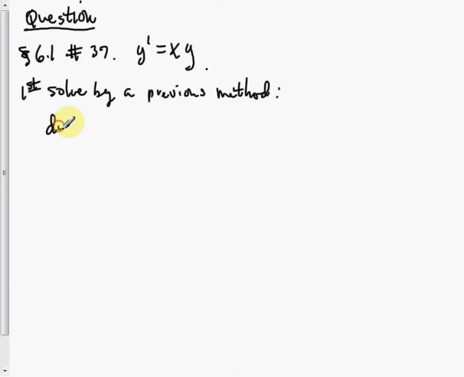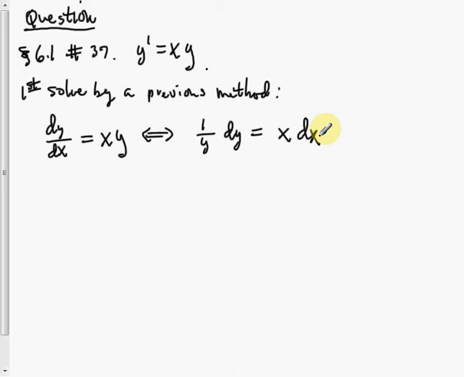So with this problem, this is dy over dx is equal to x times y. We can separate the variables. So this is if and only if 1 over y dy is equal to x dx. So this implies that we have the natural log of the absolute value of y is equal to 1/2 x squared plus some constant.